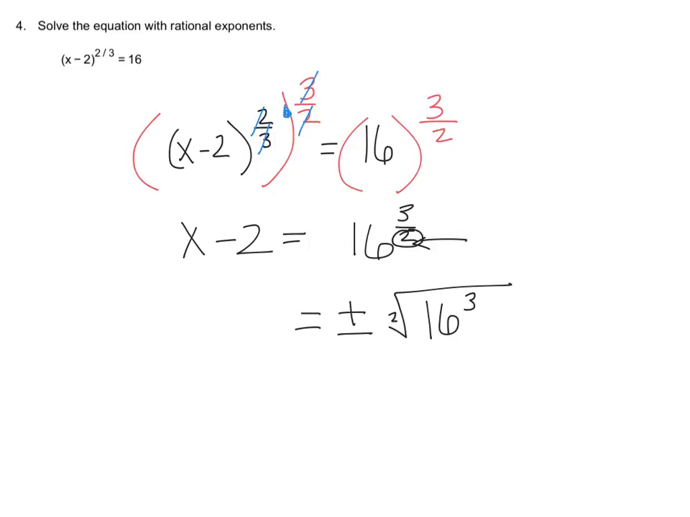So the denominator of 2 tells me to take the square root, and the numerator of 3 tells me to raise the number on the inside of the radical to the power of 3. If we had a denominator of 4, I would take the 4th root. So that denominator just identifies what type of radical I'll be taking.